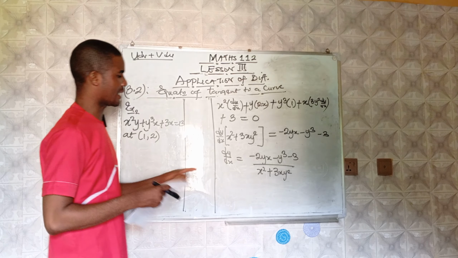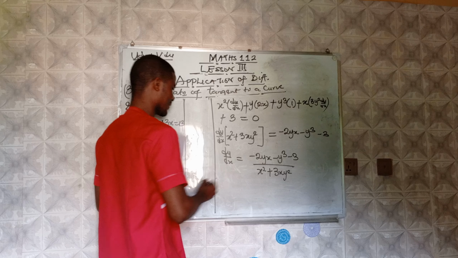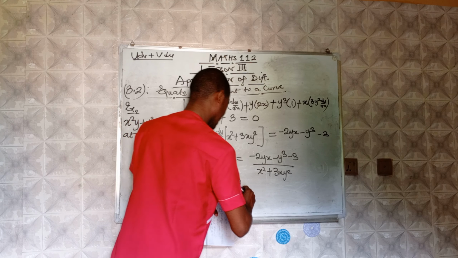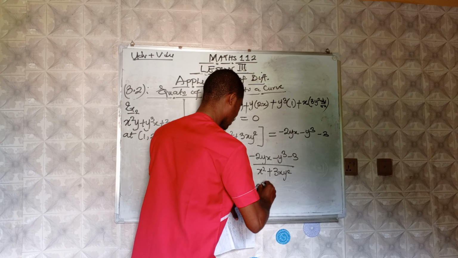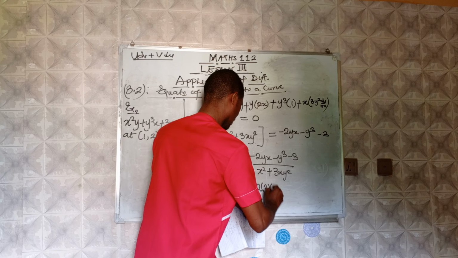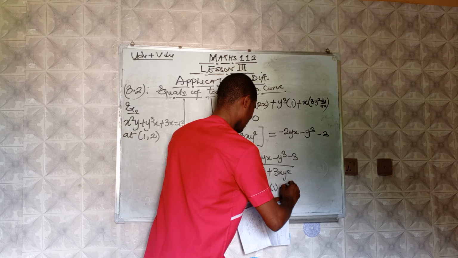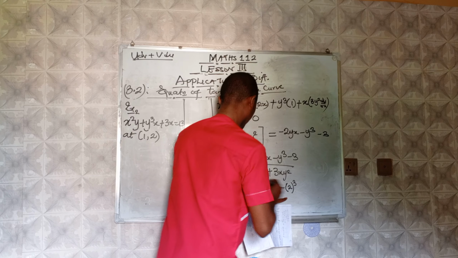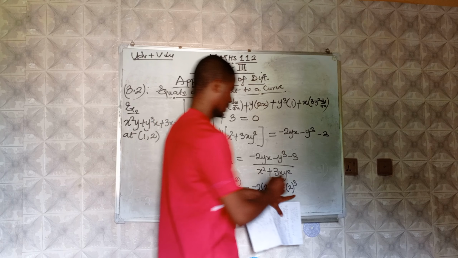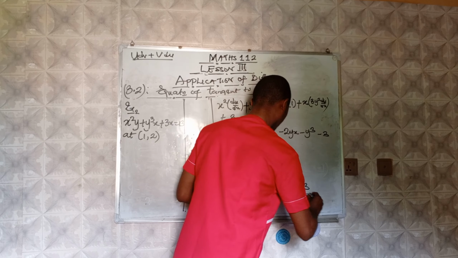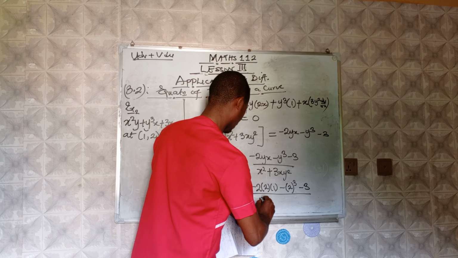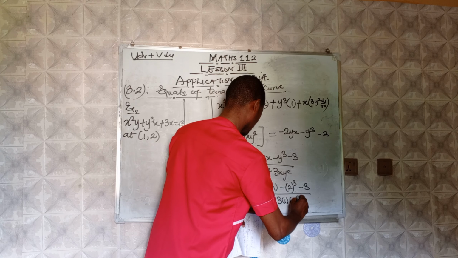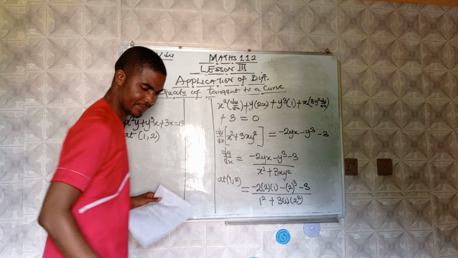Okay, having got that as my dy/dx, then at (1, 2), we'll be having minus 2 into 1 into 2 minus 2 cubed minus 3, over 1 squared plus 3 into 1 into 2 squared, I think. Okay.